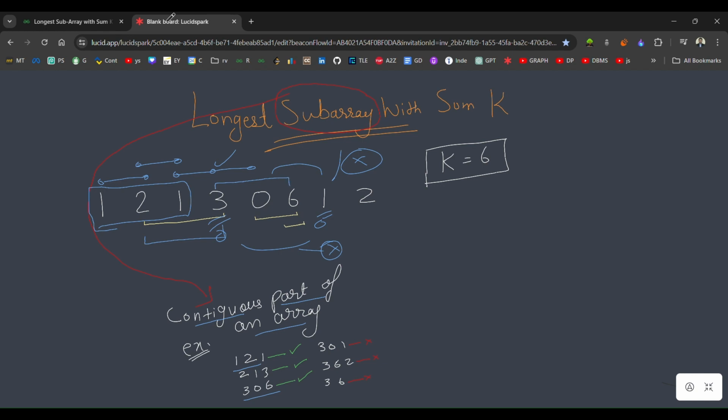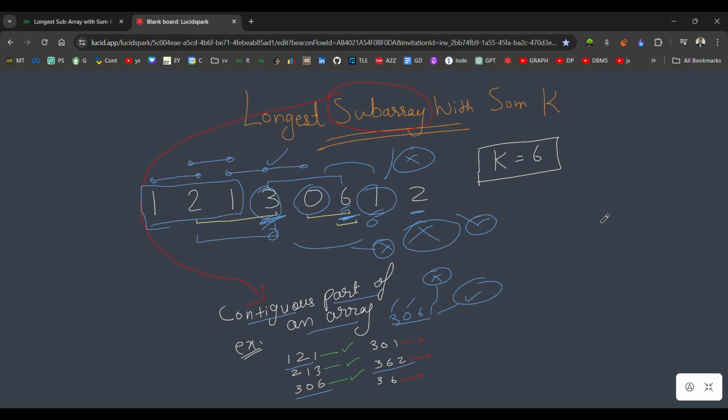What about 3 0 1? It's not a subarray. Why? Because see, 6 is not a part of 3 0 1. If it would have been 3 0 6 1, it's a contiguous part. But 3, 0 and 1, they are not contiguous, so they are not a subarray. Similarly, 3 6 2, they are not contiguous, hence we cannot call them a subarray. 3 6, 3 is here, 6 is here, so they are not a subarray.